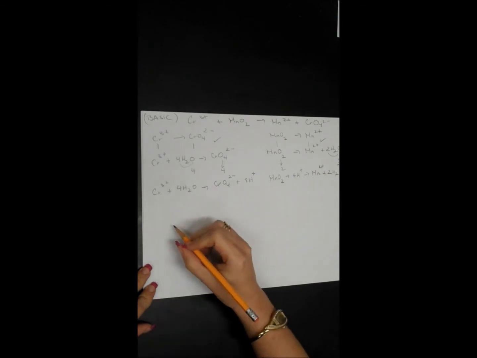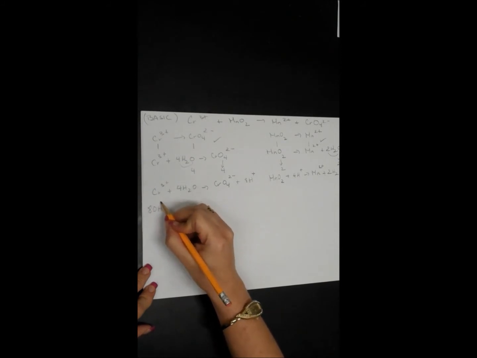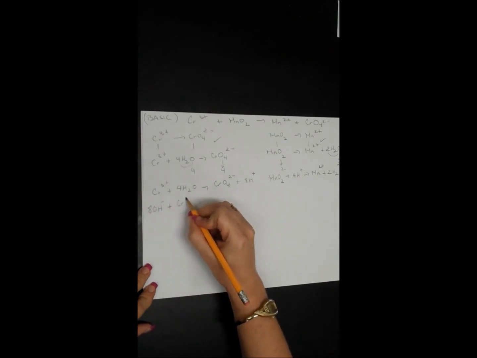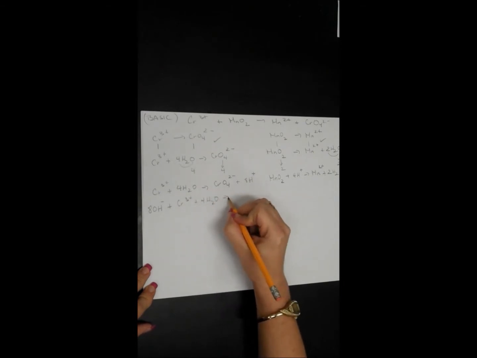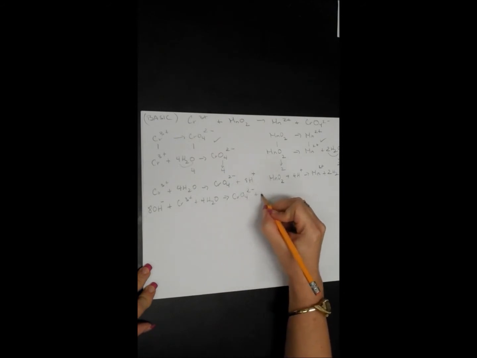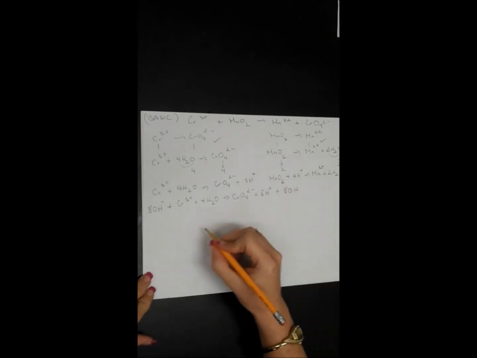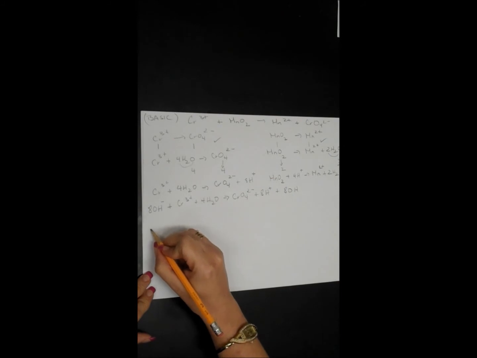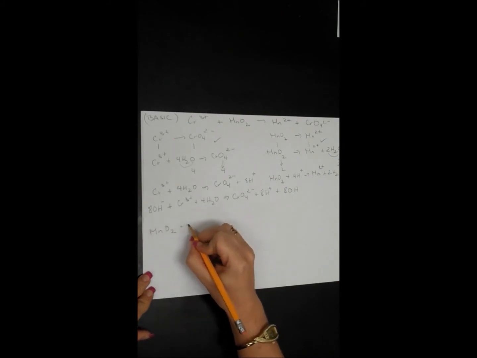Since this is a basic solution, for each half reaction, we add OH minus to both sides of the equation. We add enough OH minus to neutralize the H plus that we just added. So since we had 8 H pluses, we have to add 8 OH minuses to both sides. And for our second half reaction, we have 4 H pluses, so we have to add 4 OH minuses to both sides.